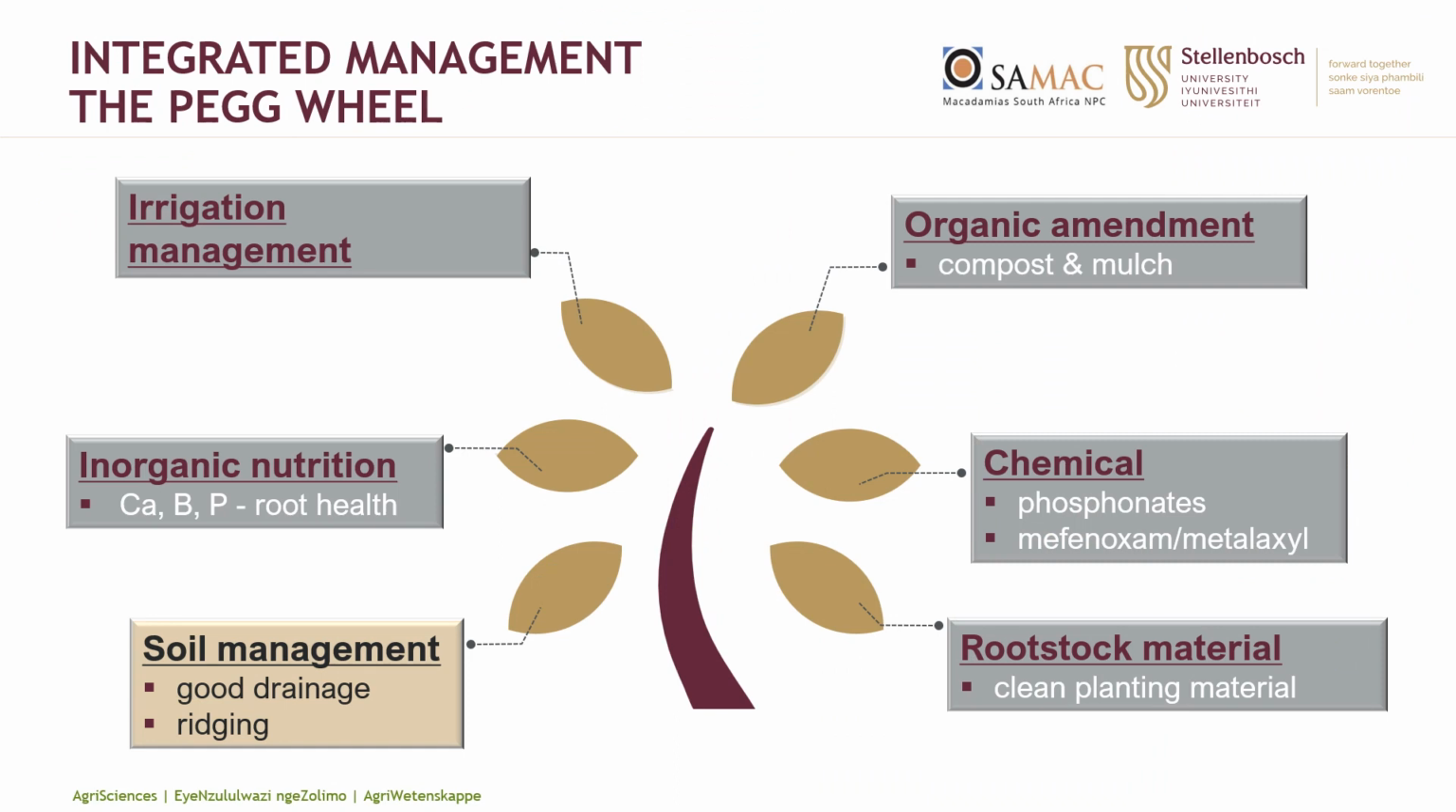Management of Phytophthora should include an integrated management strategy, as is illustrated here by the peg wheel that is very well known in the avocado industry. First of all, soil management is important. When establishing an orchard, make sure that the drainage is good. Secondly, ridging also helps with managing the disease, especially on heavy soil. This is because Phytophthora loves waterlogged soils, and the disease will be more severe if soils get waterlogged.